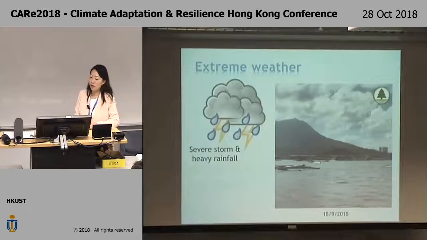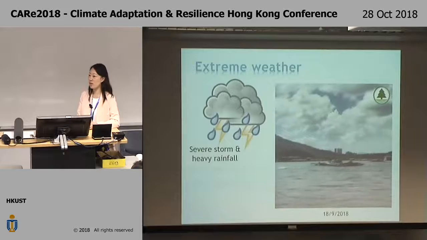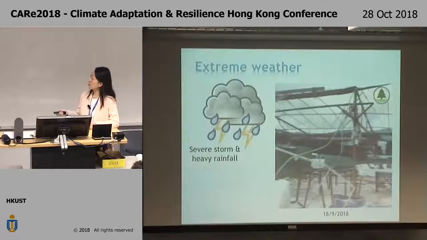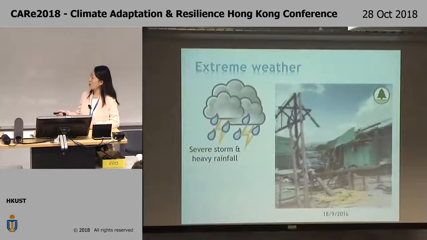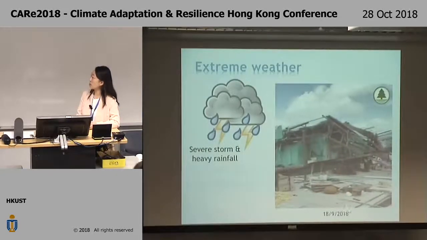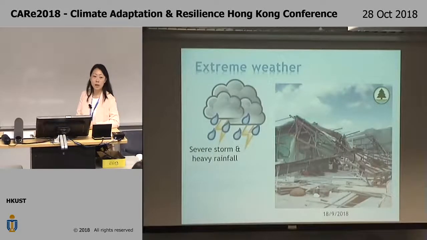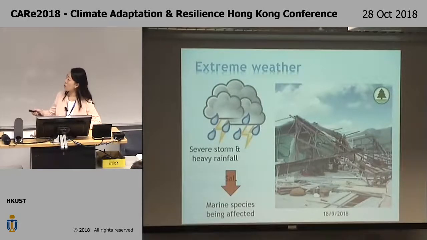So talking about severe storms, I think many of us have experienced the impact of the super typhoon this year and last year. You can see the video here. So this is our fish farm. This year, after the typhoon hit most of the fish farms in Hong Kong, more than half of them were damaged. And the heavy rainfall will also affect the salinity of the water. That means in the future, maybe more marine species may be affected.